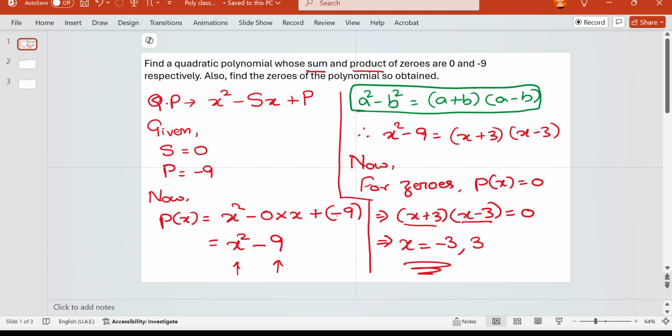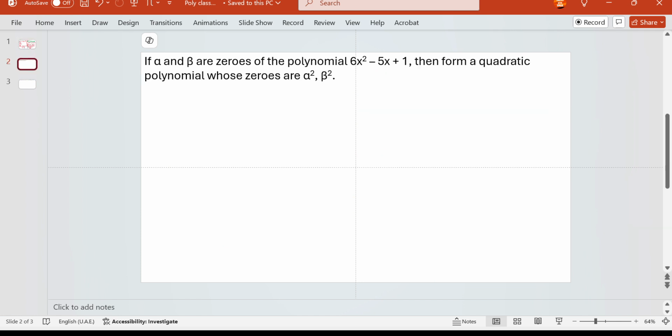Now let us see the next problem. If alpha and beta are zeros of the polynomial 6x square minus 5x plus 1, then form a quadratic polynomial whose zeros are alpha square and beta square, right? So first find alpha and beta of the given polynomial. What is the given polynomial? The given polynomial is equal to 6x square minus 5x plus 1.